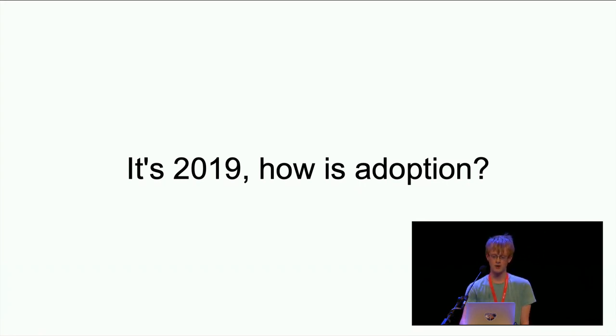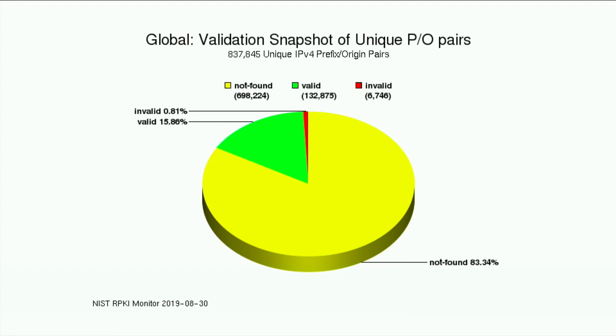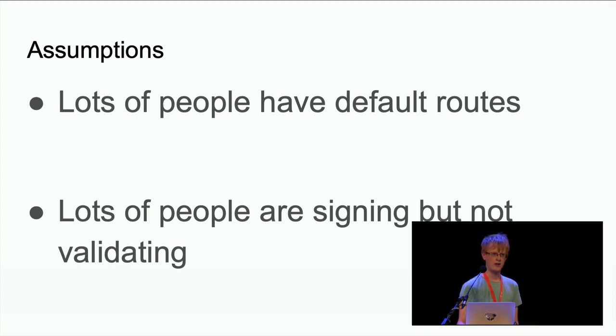It's 2019. How's adoption? We looked at this graph previously, and we saw that 15.8-ish% of people are now signing their prefixes, or have filed to do so. We're going to run on the assumption that two things have happened. Lots of people have default routes in their network, which means that even if they drop a route coming in, packets will still be able to return over the default route. And the other, sadder fact is a lot of people are signing routes but not installing the stuff in their network to validate them, and not dropping invalid routes.